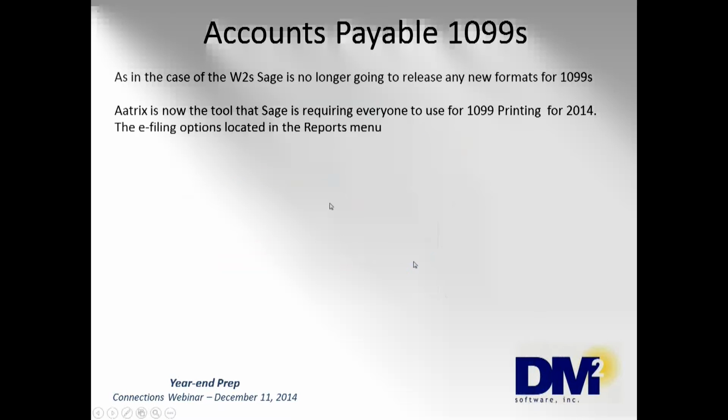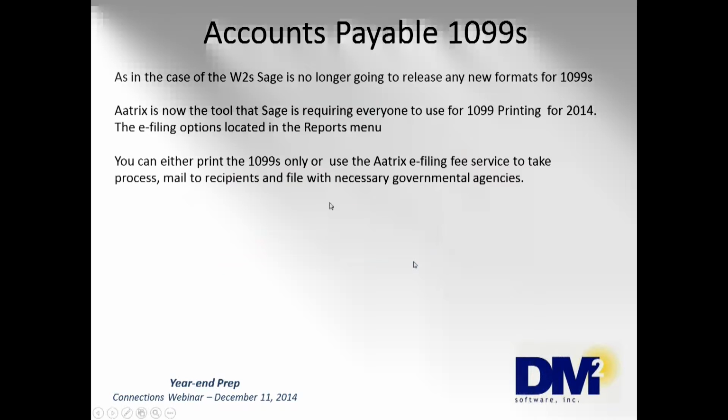The same as with W-2s, you can either print the 1099s or you can use the e-filing fee service to process. What they're going to do is process it, mail it to the recipients, and file with the necessary governmental agencies. So you're pretty well finished. You're done.